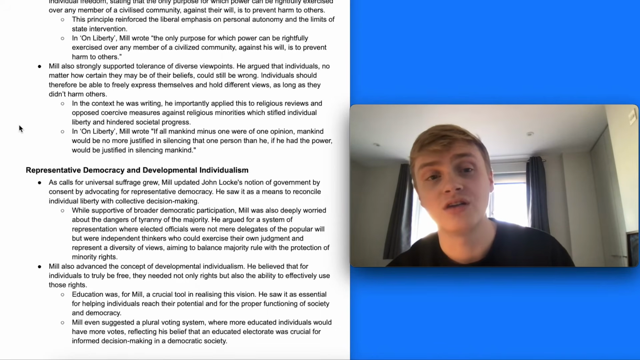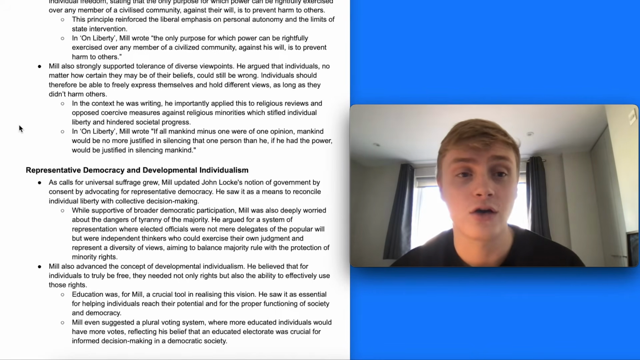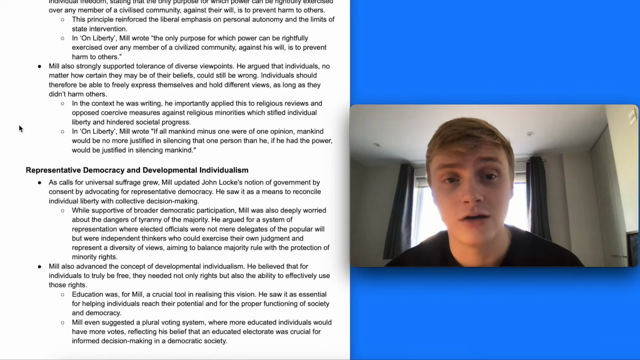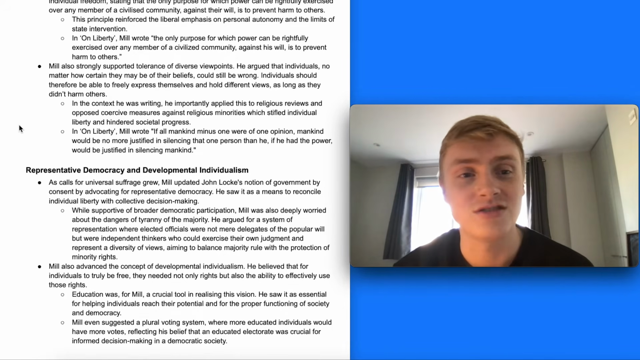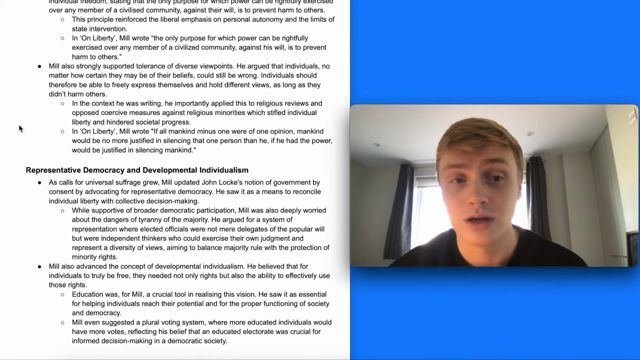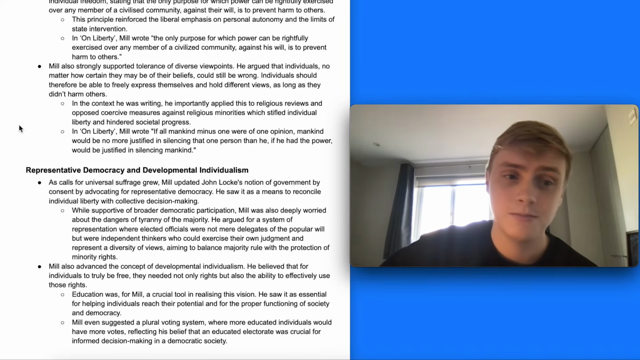He also strongly supported tolerance of diverse viewpoints, arguing that individuals, no matter how certain they are, can still be wrong, and they should therefore be able to freely express themselves and hold different views as long as they didn't harm others. In the context he was writing, he importantly applied this to religious views, and opposed coercive measures against religious minorities which stifled individual liberty and hindered societal progress.